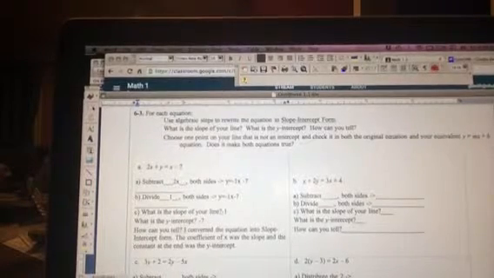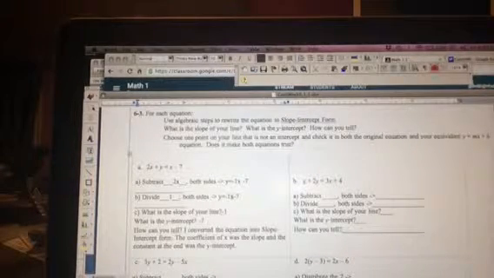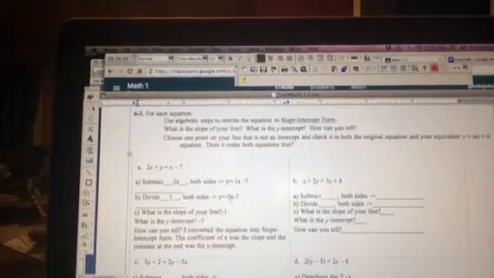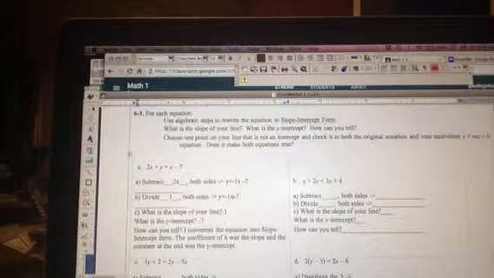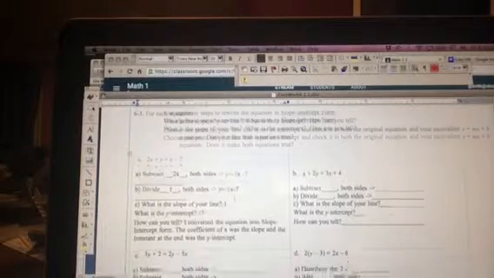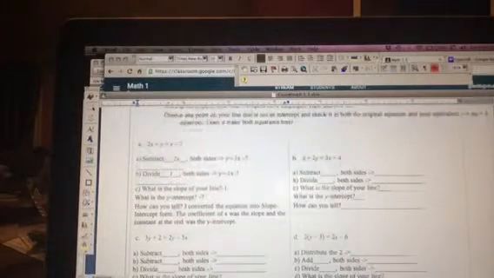I converted the original equation into slope-intercept form. That's this. The coefficient in front of x is the number in front of x. That's always going to be your m or your slope. And then the constant at the end, it's a constant because it's not variable, it's just a number. That's going to be your y-intercept. So in this case, the y-intercept was negative 7, while the slope was negative 1. Okay, so that's it for A.